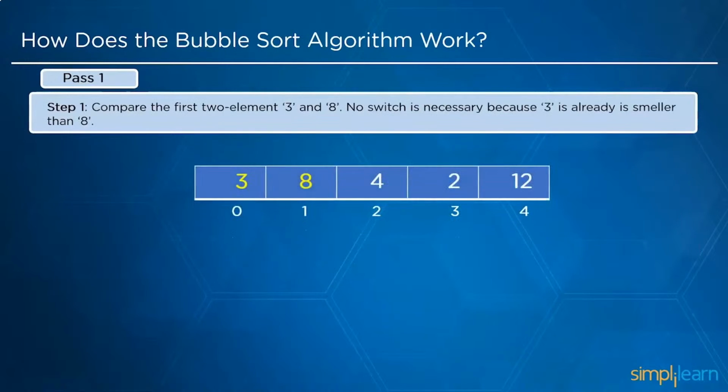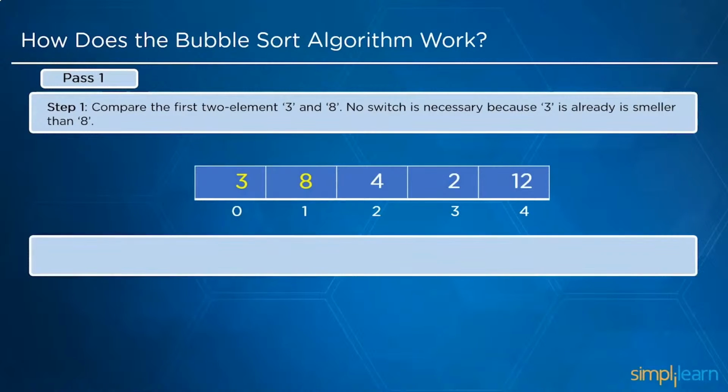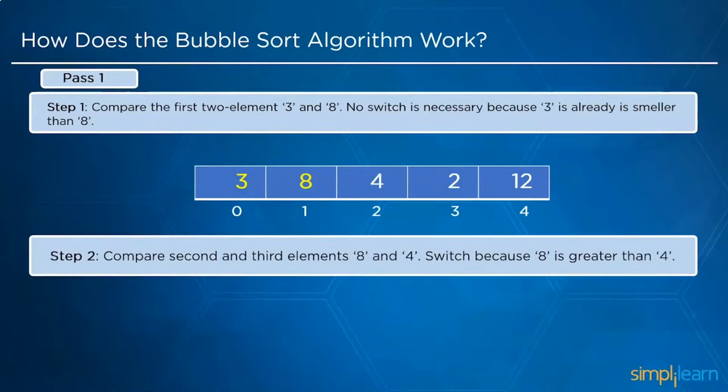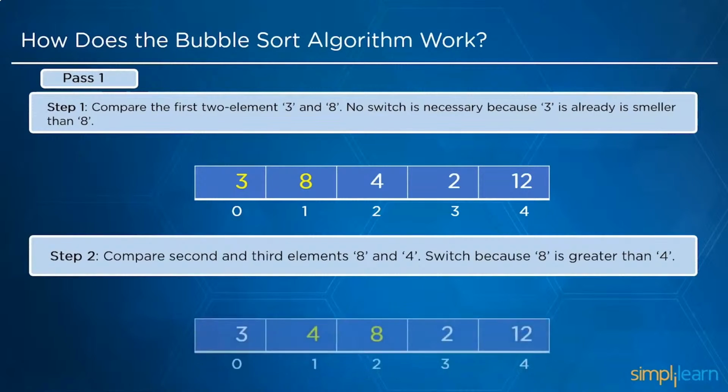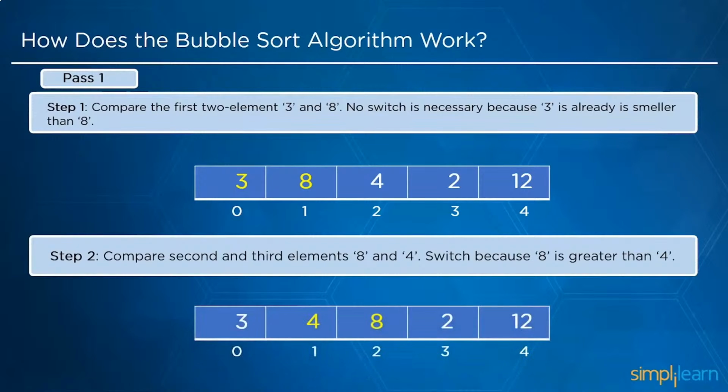Let us select the first 2 elements, that is 3 and 8. According to the requirement, we need to sort this array in ascending order. Hence, when we compare 3 and 8, clearly we get 3 as the least number, so we do not need to swap them. Next is step 2.